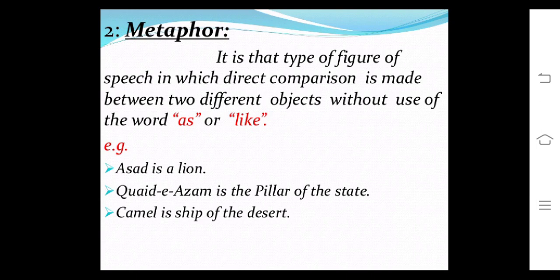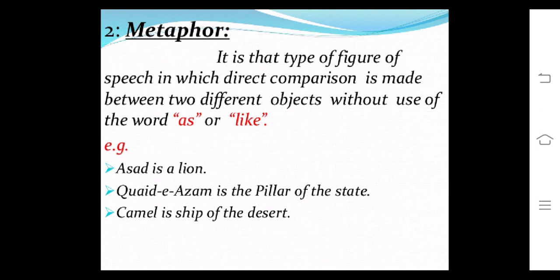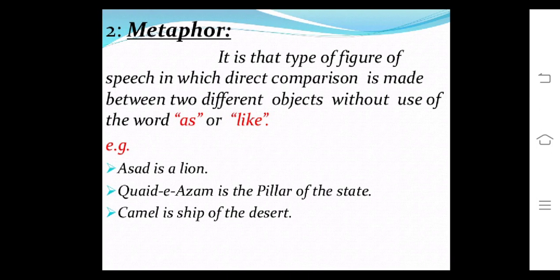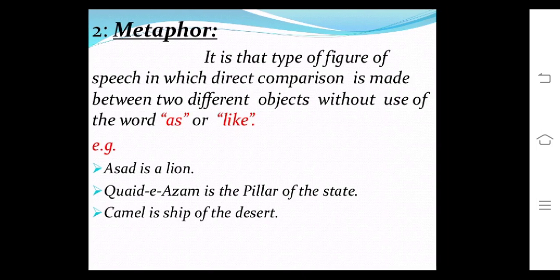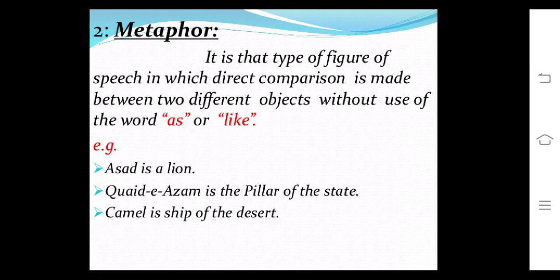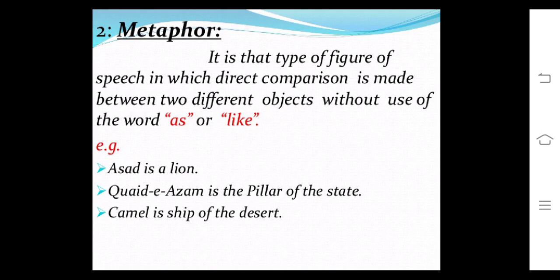It is the type of figure of speech in which a direct comparison is made between two different objects without using the word as or like. Okay, so just like I said, she looks like an angel, and Asad is as brave as a lion. So here you can see Asad is a lion. Okay, Tipu Sultan is a lion. Can I say that? Like Tipu Sultan is as brave as a lion, right?